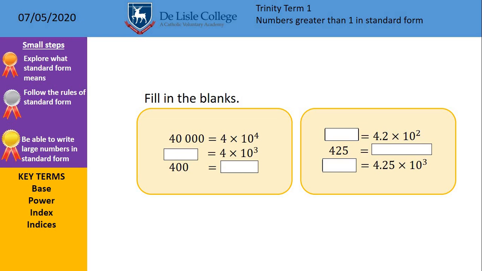Okay, so next up, another lovely fill in the blanks. This time we've got 40,000 is equal to 4 times 10 to the 4. You're going to fill in the blanks where they are there to tell me either the ordinary number or what it would be in standard form. Okay, so answers are appearing in there now for you. We should get 4,000, 4 times 10 to the 2, 420, 4.25 times 10 to the 2, and the last one, 4,250.